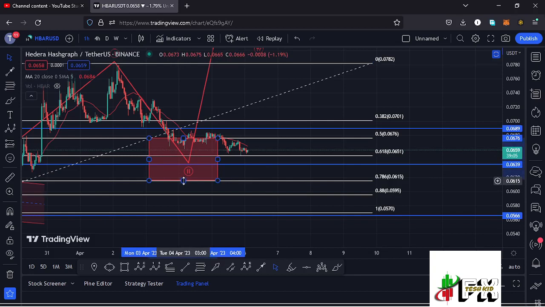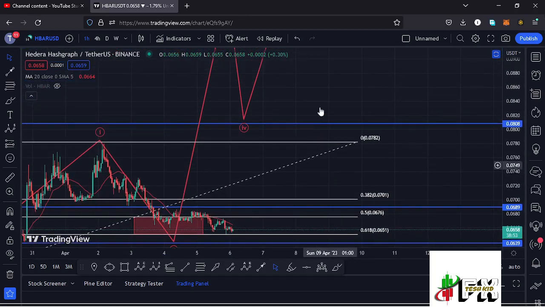And at the time of this recording, you can see that we are trading between the fib level 0.5 and the fib level 0.618, which is the golden pocket, and there are high chances that it is within this target area that we can see a reversal to the upper side in what could be the start of the formation of this wave 3.